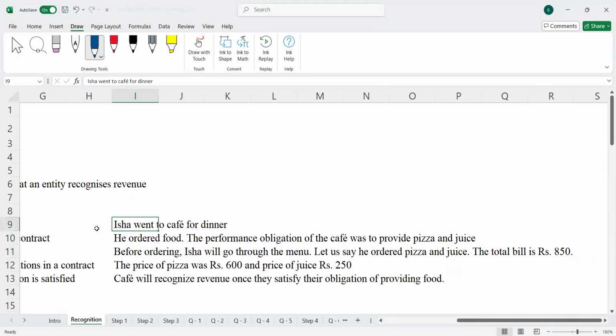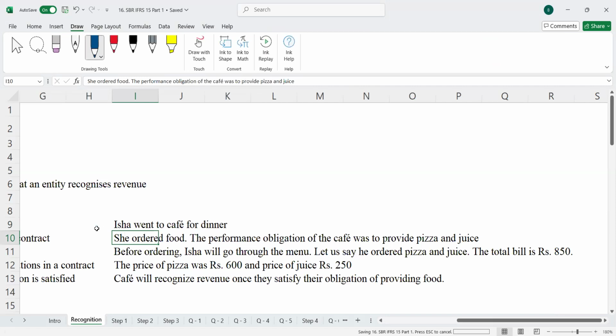Isha went to a cafe for dinner. Now she ordered food. Once you order food, the performance obligation of the restaurant will be to provide pizza and juice. What do I mean by performance obligation? Something that the restaurant is bound to do. It is their duty just because you entered into a contract with them. So their performance obligation is to provide pizza and juice.